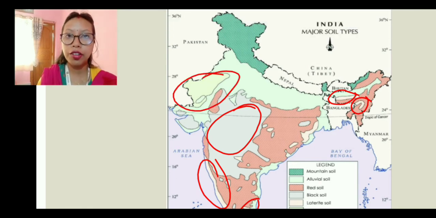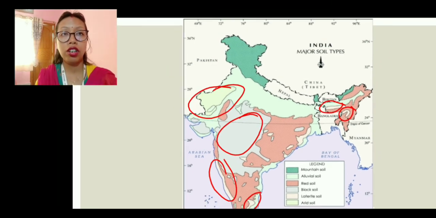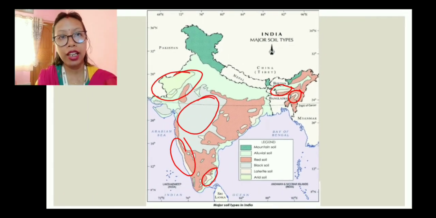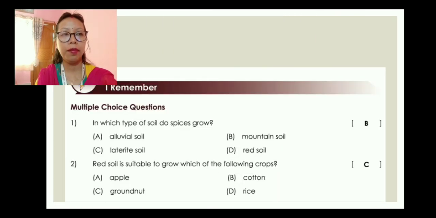So this is how you're going to do it, if the question comes to locate and label the different types of soil that are found in India, then you have to draw this map and accordingly you have to put the colors as well. Okay, so here is the map.